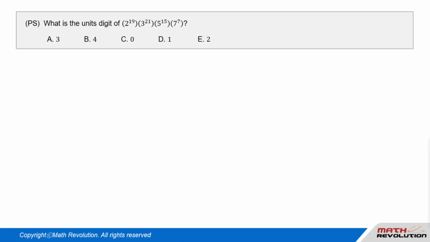Question: What is the units digit of 2 to the power of 19 times 3 to the power of 21 times 5 to the power of 15 times 7 to the power of 7?